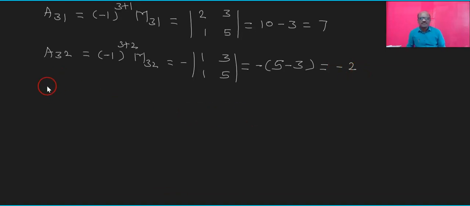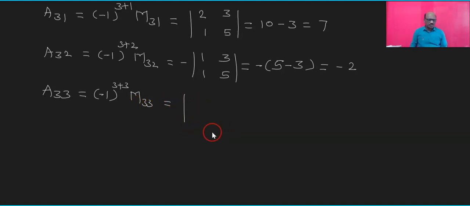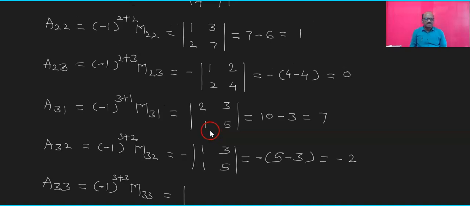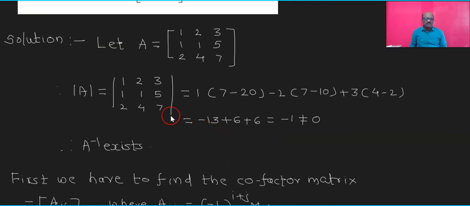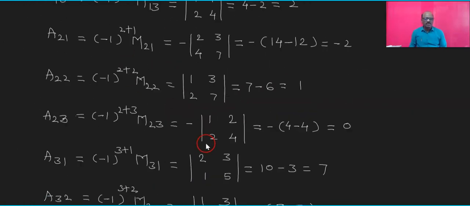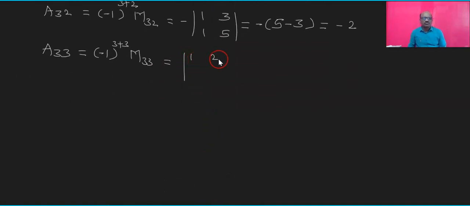Okay. And the last is A33, which is minus 1 raised to 3 plus 3, and here is M33. Minus 1 raised to 3 plus 3 will become plus. Therefore, delete the corresponding element in this column and the row, you will get 1 2 1 1, and evaluate this. Therefore, you get 1 minus 2, and overall, it is minus 1.